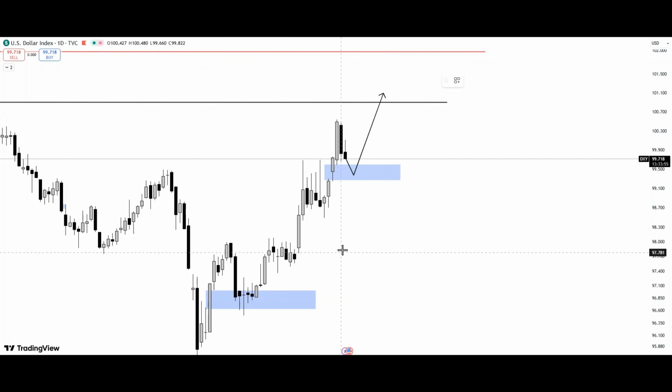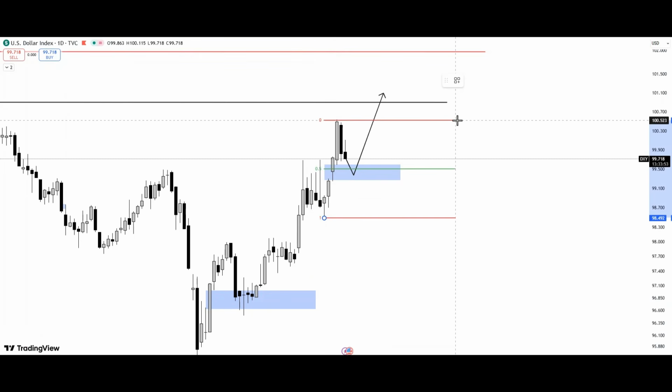Again, if you take your fib tool and measure from this low to this high, so this is the expansion of last week, you can clearly see 50% of this range is actually on this fair value gap here. So this will be a good place to buy. You'll be buying at a discount because you always want to buy at a discount. You don't want to buy at premium prices.